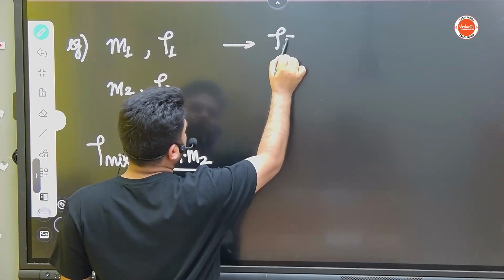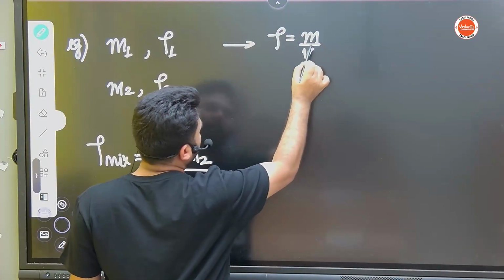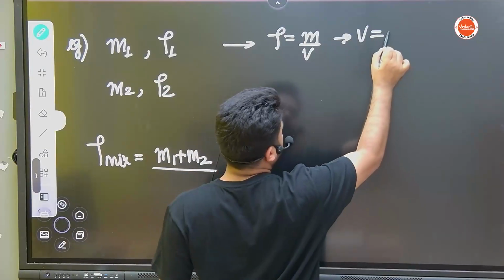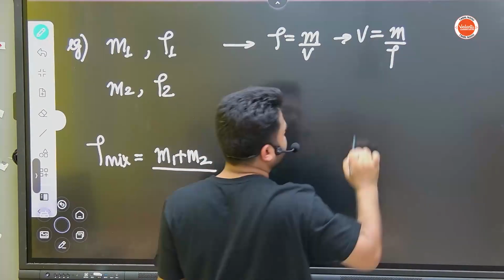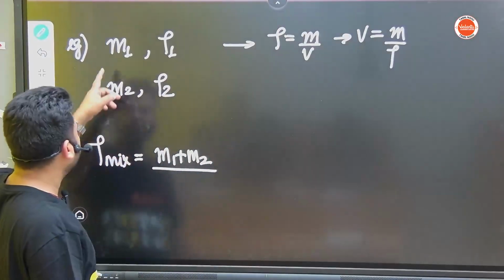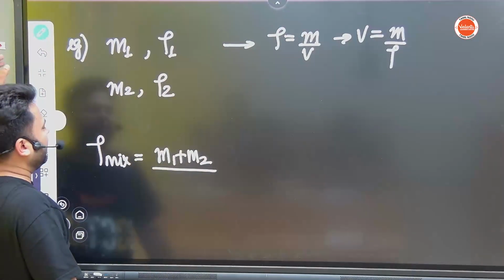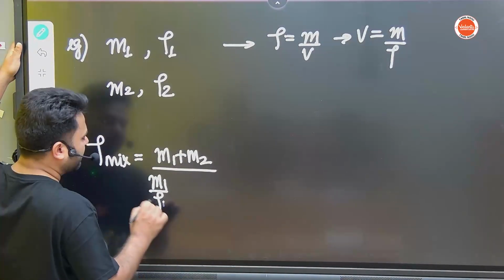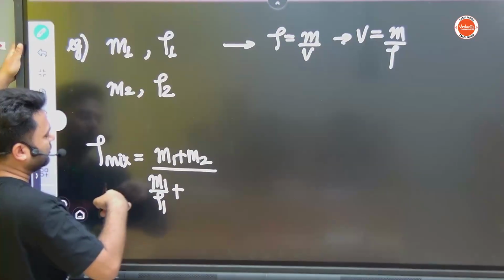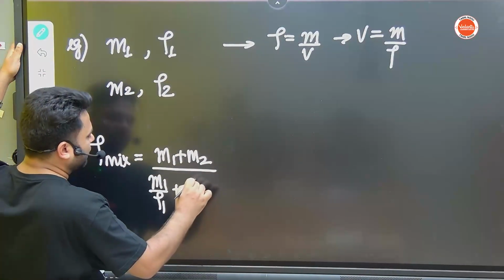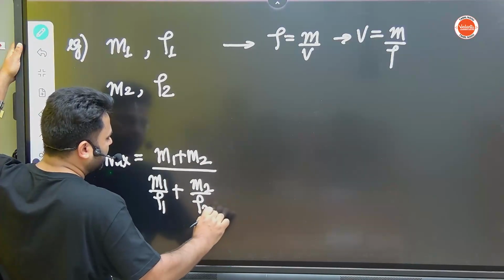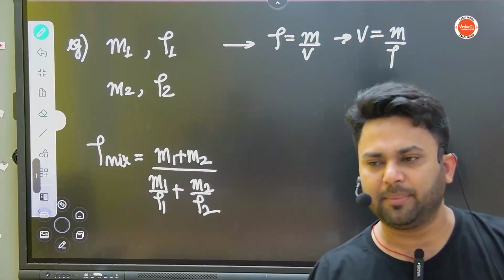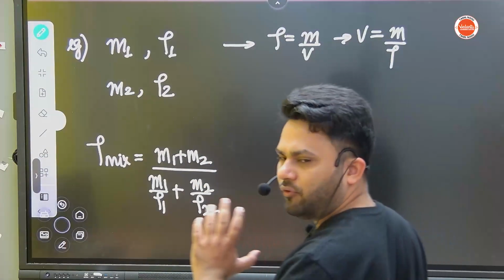See, we know the basic formula, density equals mass by volume. From here, can I say that volume equals mass by density? So how much volume has fluid 1 occupied? Volume of 1 will be mass of 1 divided by rho of 1, plus V2, the volume of the second, mass of 2 divided by rho of 2. This way we can find the density of the mixture. Remember the basic formula, total mass by total volume. Correct?